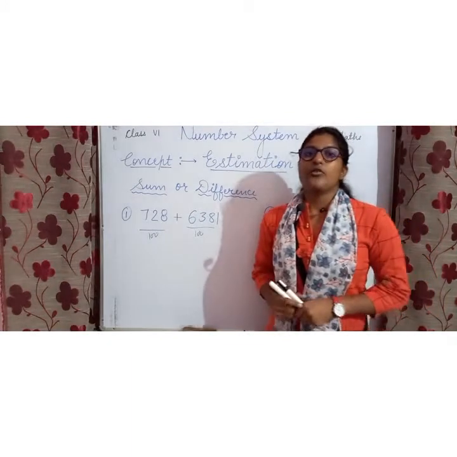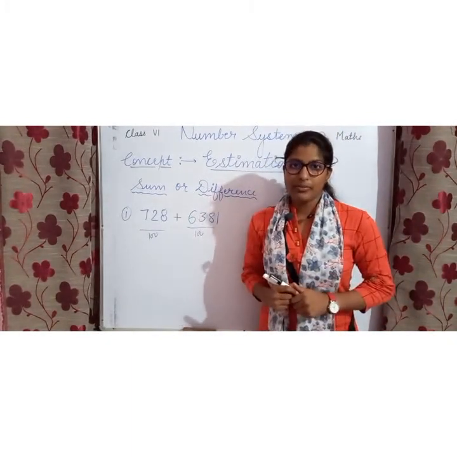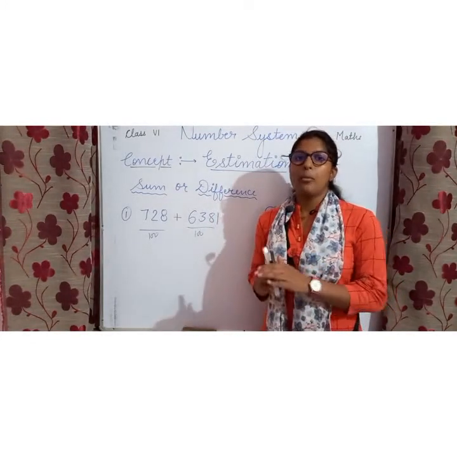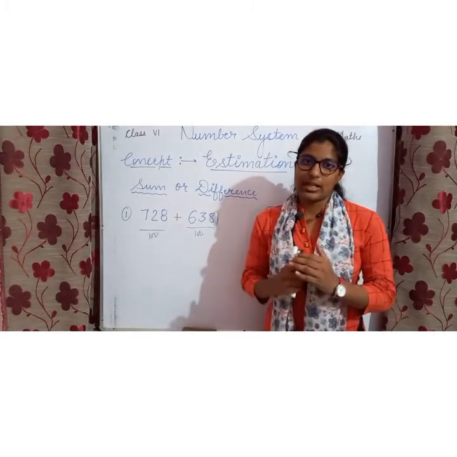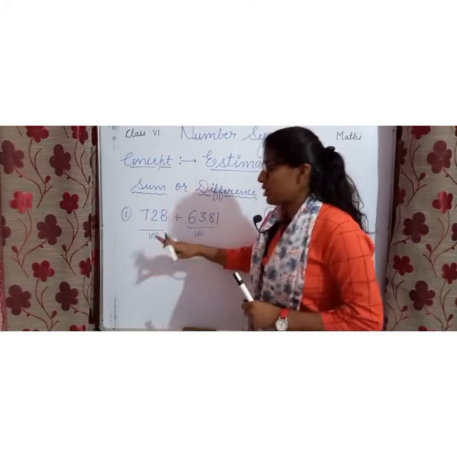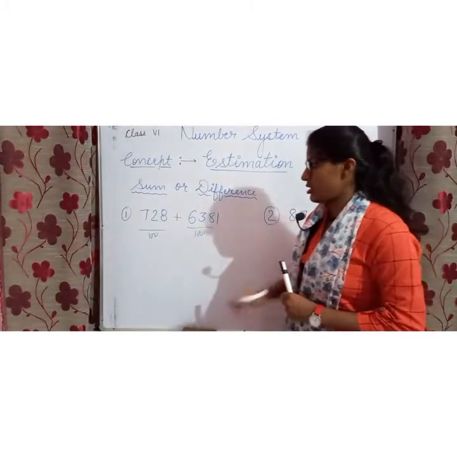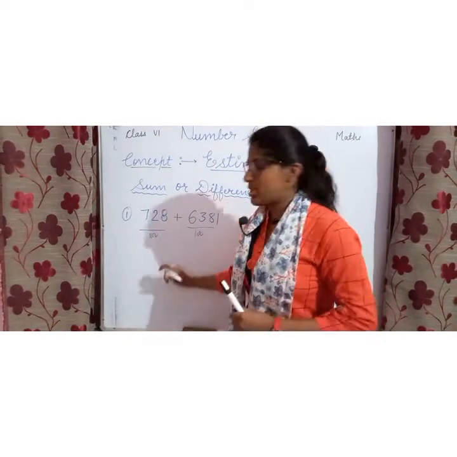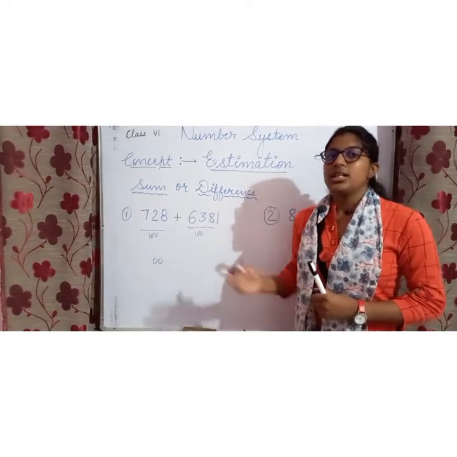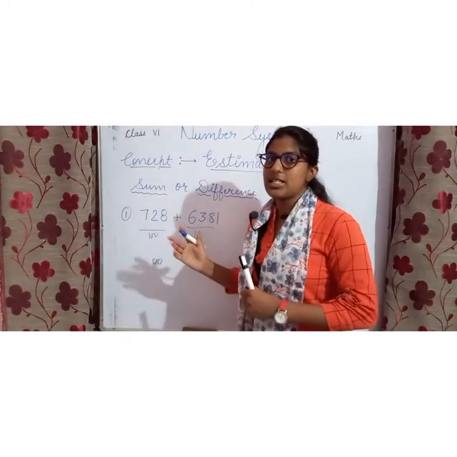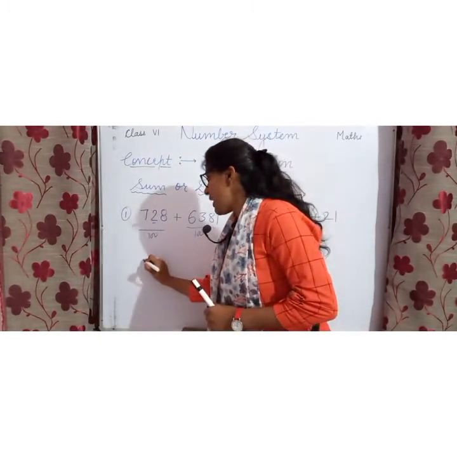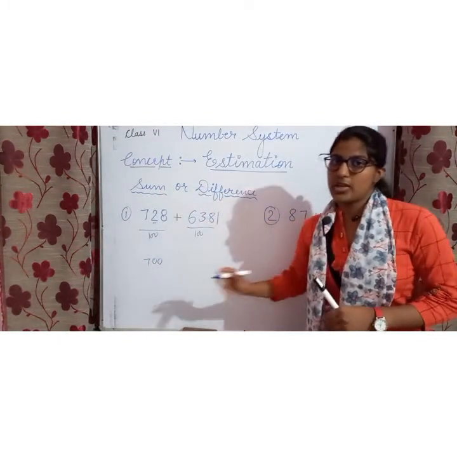Clear? Firstly, we identify the place value of the smaller number, and then we round off both numbers to the nearest of that place value. Now you can see here, 728 is rounded off to the nearest 100. Rounding to the nearest 100 means we put 0 on the ones and tens places. We look at the tens place digit. The tens place digit is lesser than 5, so we will not make any changes, and the hundreds digit comes as it is. So 700 is the answer.